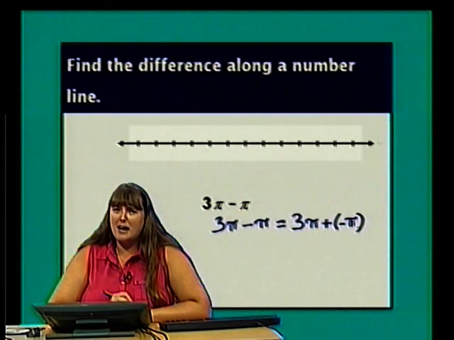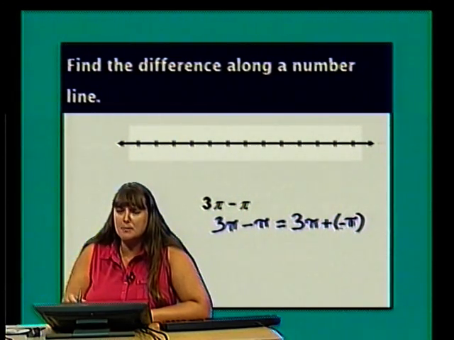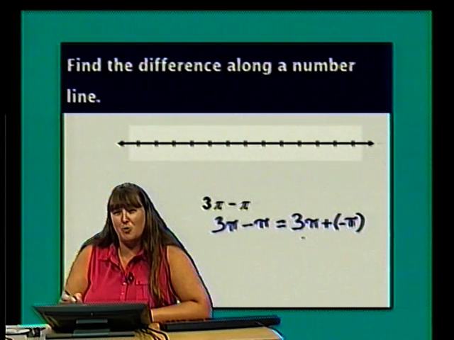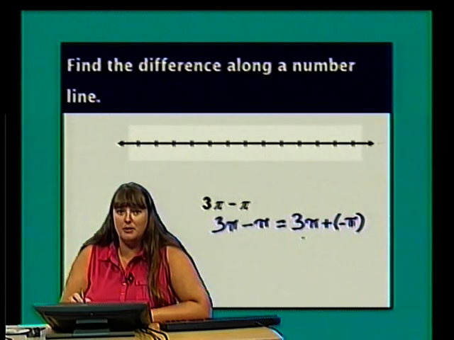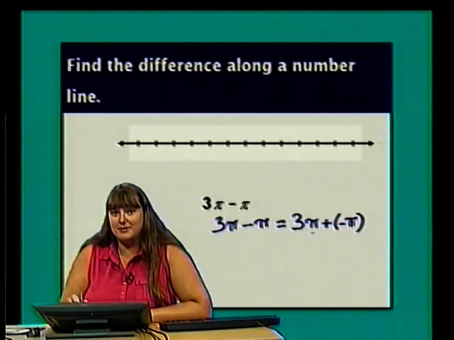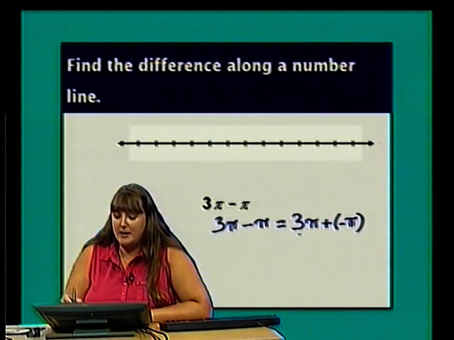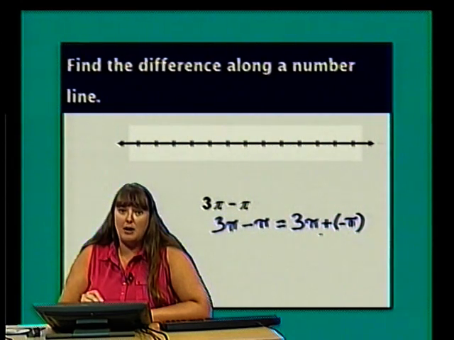Again, I need to decide what kind of scale to use for my number line. Looking at my sum over here, I'm starting with 3 pi. I need to move 3 pi units to the right. Well, pi is about 3.14, so if I multiply something close to 3.14 by 3, I'm going to get a number larger than 9. So I'm going to need to start by moving more than 9 units to the right on my number line. Then I'm going to come back about pi units.